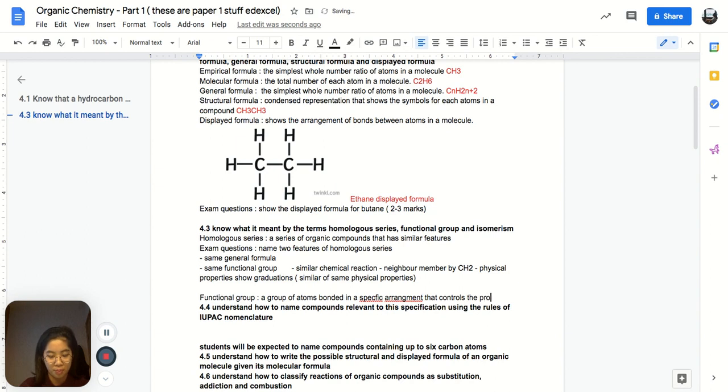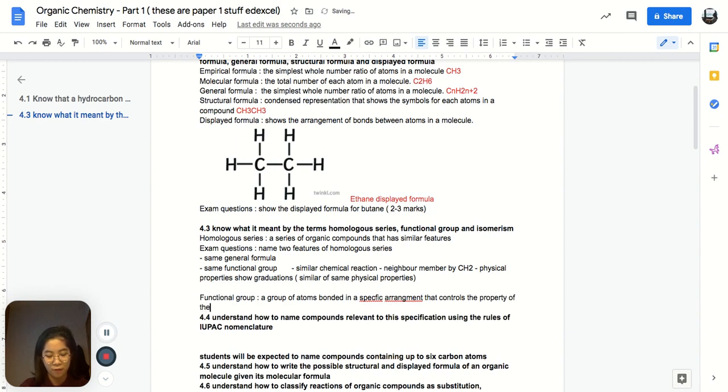So a functional group is a group of atoms bonded in a specific arrangement that controls the properties of the homologous series. So what does that mean? A group of atoms bonded in a specific arrangement that controls the properties.